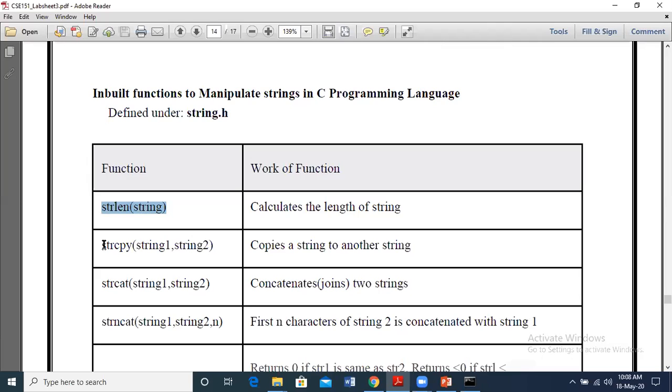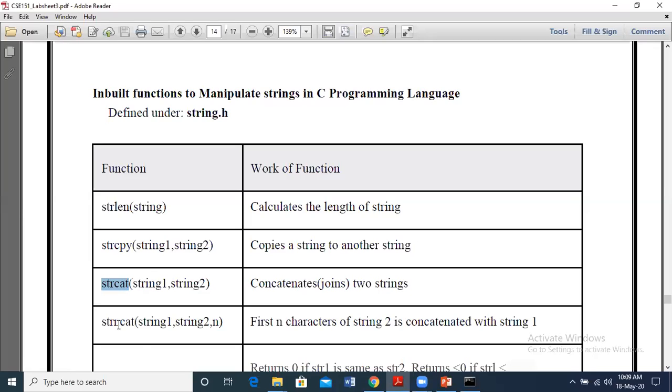Next we have string copy, strcpy. It will copy string 2 to string 1. The entire string 2 will be copied to string 1. Next, strcat will concatenate string 1 and string 2 like we just saw. If we consider string 1 as first name and string 2 as last name, the resultant will be in string 1 itself. That means at the end of string 1 it will add string 2, so we get the resultant string in string 1. We will see a program also.